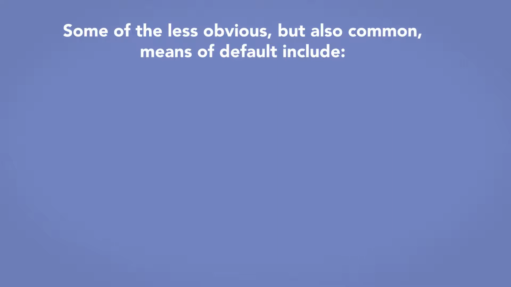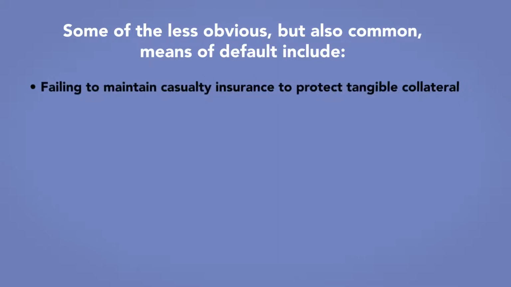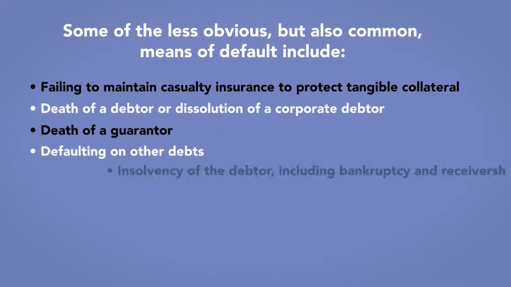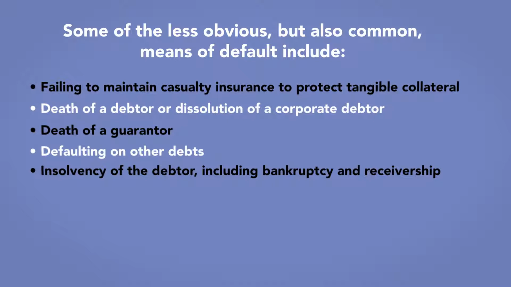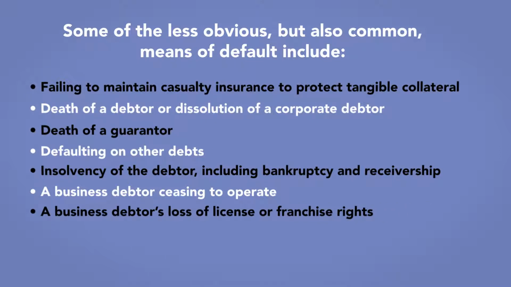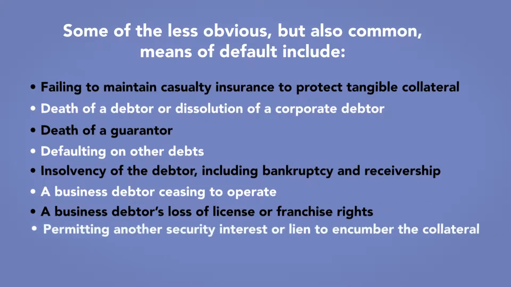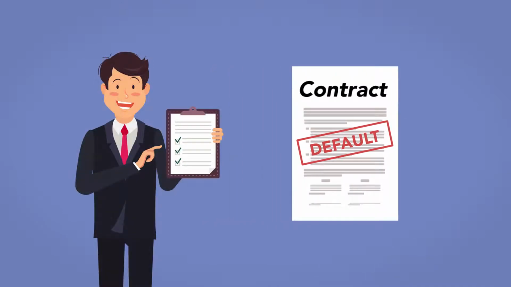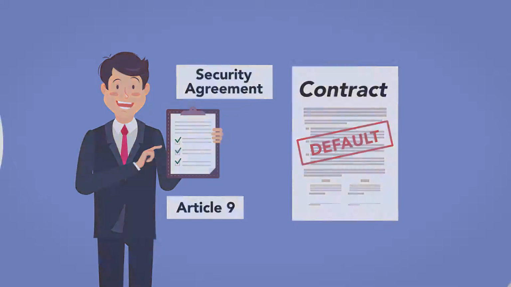Some of the less obvious, but also common, means of default include failing to maintain casualty insurance to protect tangible collateral, death of a debtor or dissolution of a corporate debtor, death of a guarantor, defaulting on other debts, insolvency of the debtor, including bankruptcy and receivership, a business debtor ceasing to operate, a business debtor's loss of license or franchise rights, permitting another security interest or lien to encumber the collateral. Once any contractual default occurs, the secured party may move to enforce its rights and remedies as described in the security agreement or as provided under Article 9.